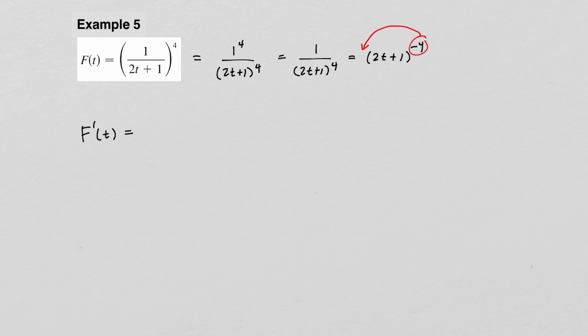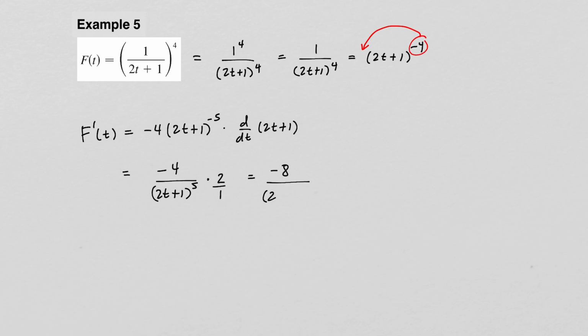So we'll bring down the negative 4. And then we get 2t plus 1 to the negative 5, right? Because when you subtract 1 from negative 4, you get negative 5. And then we're going to multiply by the derivative of 2t plus 1. And so this is negative 4 over 2t plus 1 to the positive 5, multiplied by the derivative of 2t plus 1, which is 2. And then when I multiply these together, I end up getting the same answer.